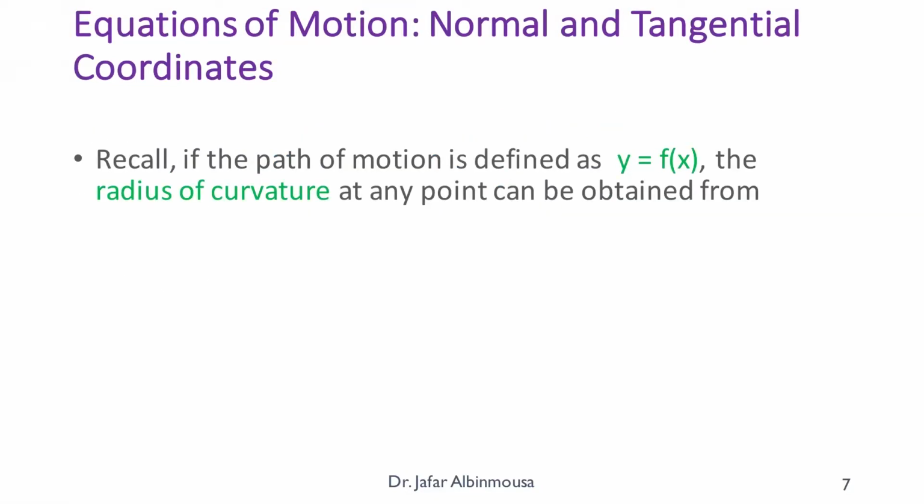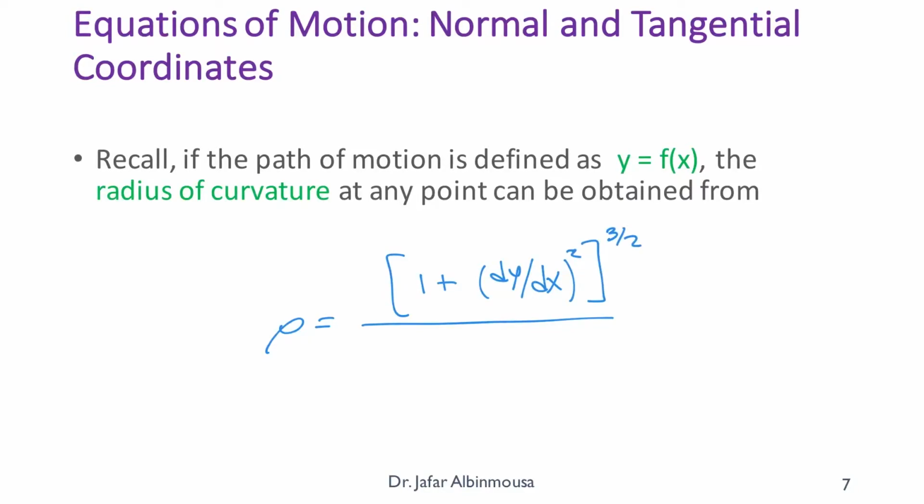We should recall that whenever the path of the motion is defined by an equation y equals f(x), then as a reminder, the radius of curvature rho is equal to [1 plus (dy/dx) squared], all raised to the power 3/2, divided by the absolute value of d2y/dx squared.